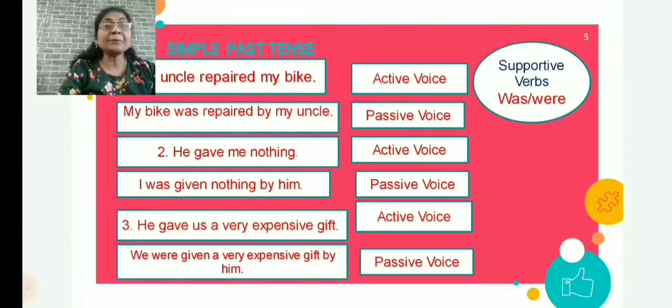Then I have taken the supportive verb were, right? Because we is plural, that's why were. We were given, the third form of the verb, that is give, gave, given, that is the past participle. Okay, we were given a very expensive gift.